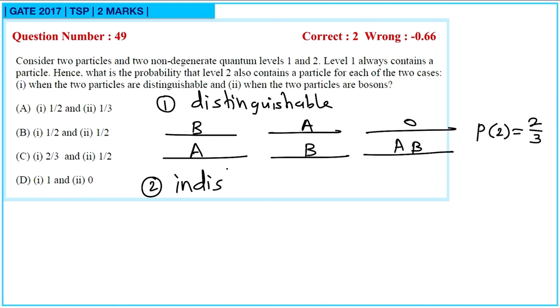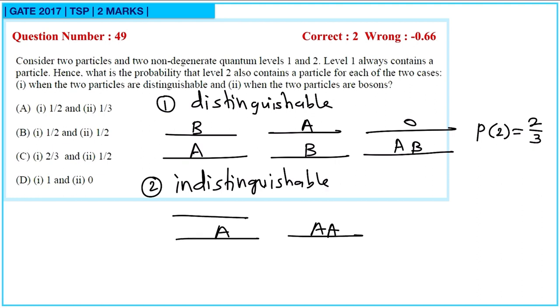And second case is indistinguishable particles, that is bosons. So this particle is A, or it can be A. So in the upper level it will be A or 0. So probability is equal to half. So here option C is correct.